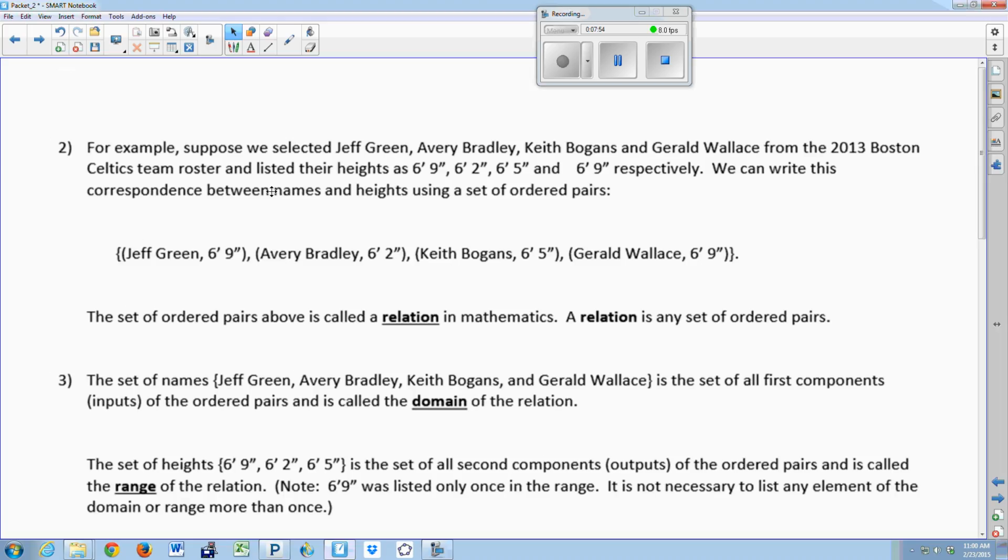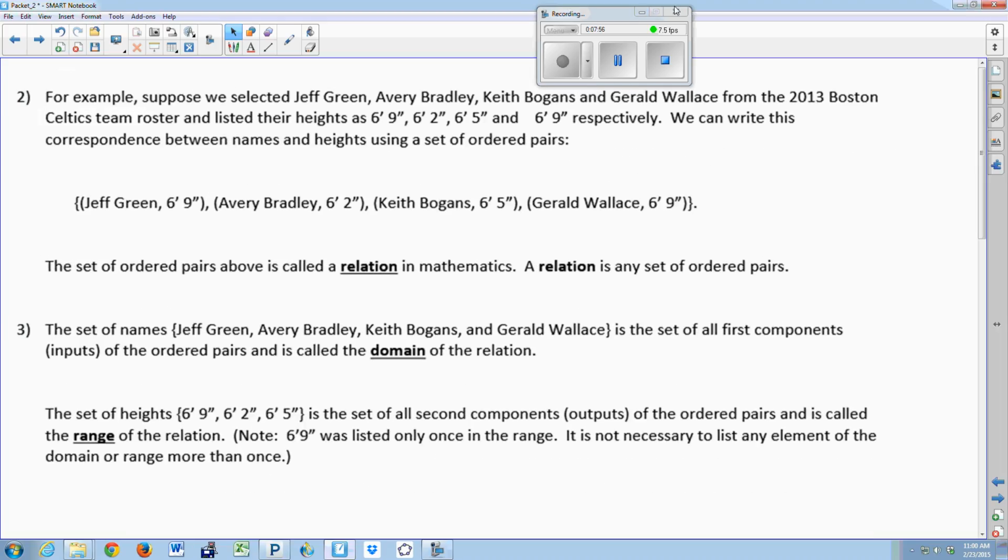Okay. So the example that we're going to look at for a little bit today, when I wrote this problem, I was looking at the Boston Celtics team roster. Does anybody follow the Boston Celtics? No? No? All right. I don't know if any of these guys are still on the Celtics right now. They've traded so many people. I know they've traded Jeff Green.